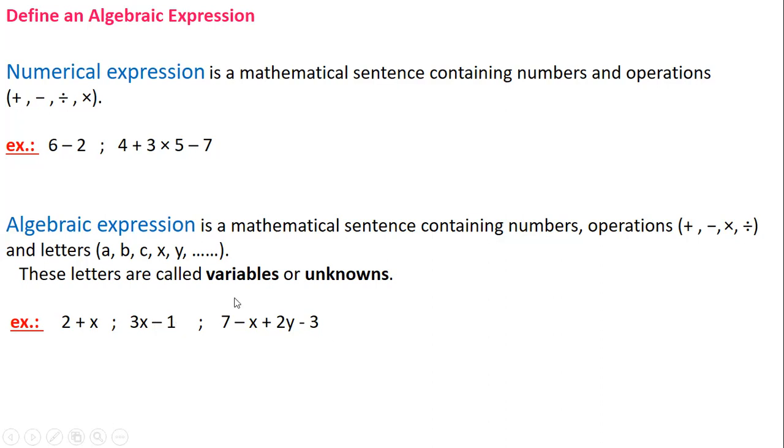Another example of an algebraic expression, 7 minus x plus 2y minus 3. 7 is also a number, minus is an operation, x is a letter or a variable, plus is an operation, 2 is a number, y is a variable or unknown, minus is an operation, and 3 is a number. So it's very important to differentiate between a numerical expression and an algebraic expression in mathematics.